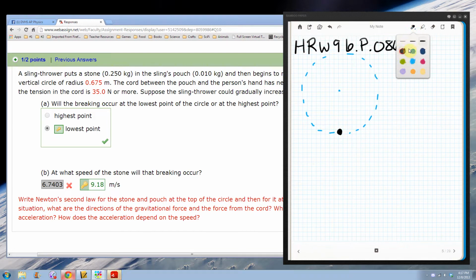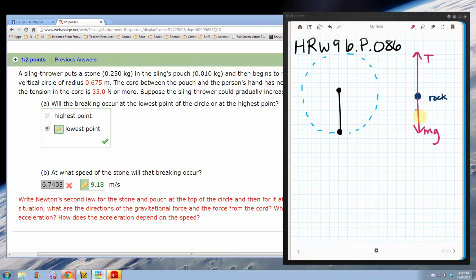Let's say down here at the bottom. When you're at the bottom, the tension in the string, if I draw a free body diagram of the rock at the bottom, well, it's the rock and the pouch, really. I've got the mass times gravity down. I've got the tension up.